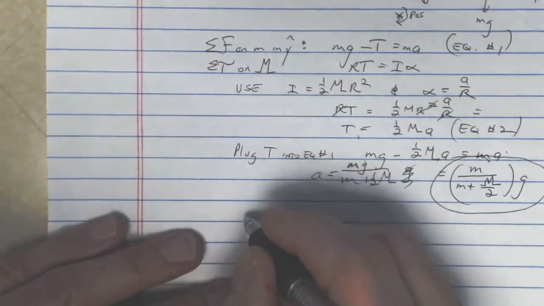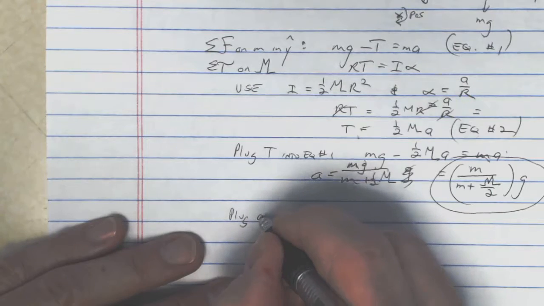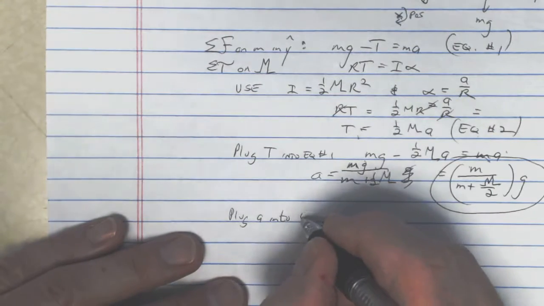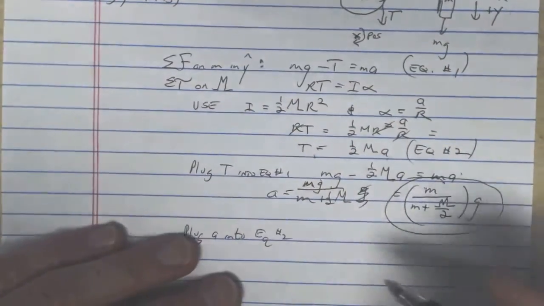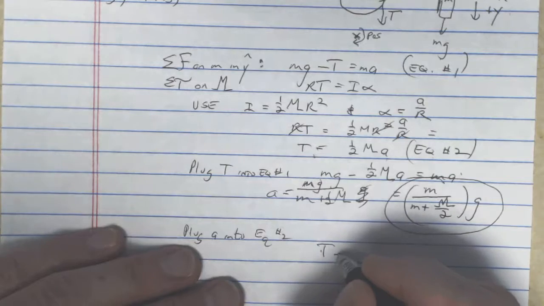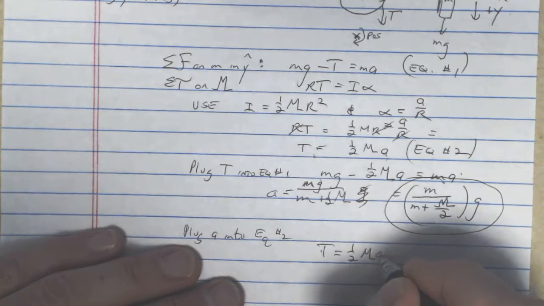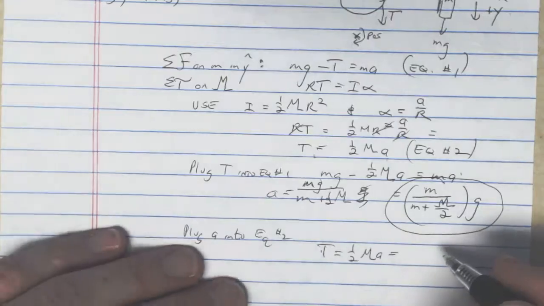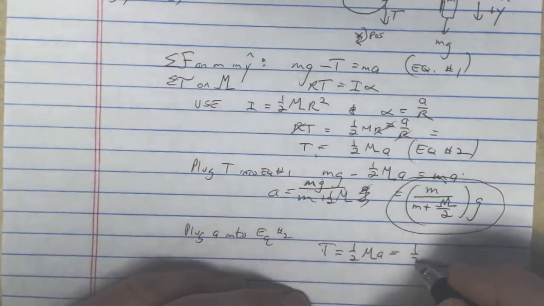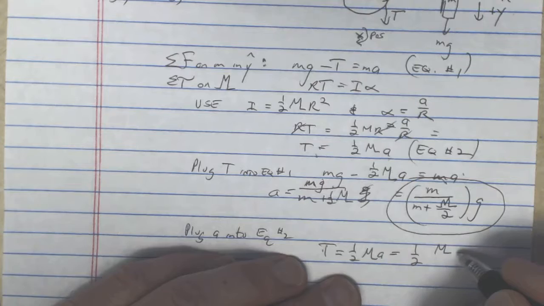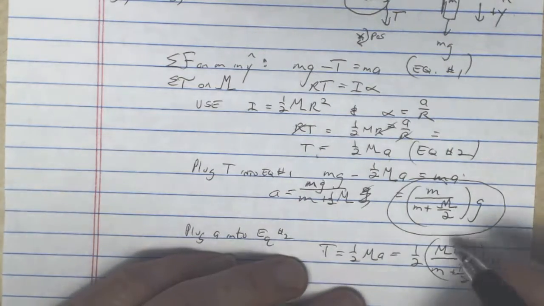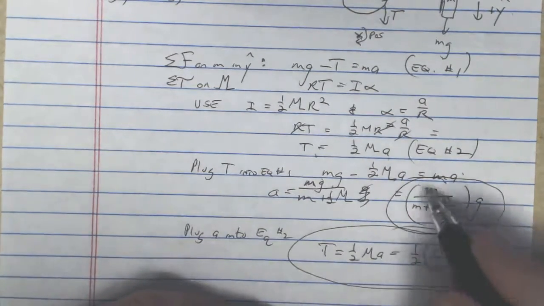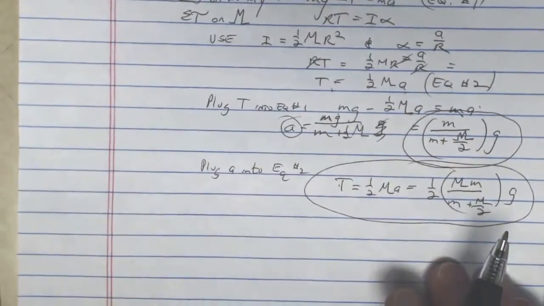Now to get the tension, plug A into equation number 2, because once I've got A, I can just plug that in here and I have a pretty simple expression. And I'll have T, which as we know is 1/2 capital M a, is just 1/2 capital M times little m divided by little m plus capital M over 2, times g. And I've got both the tension and the acceleration worked out.